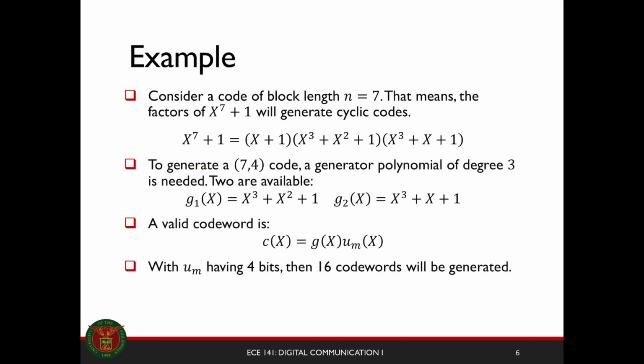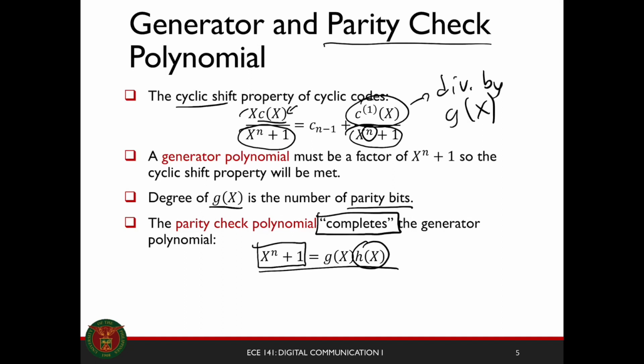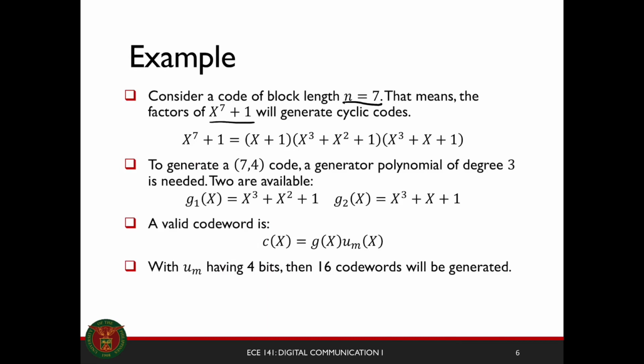For example, consider a code of block length n equal to 7. That means the factors of x to the 7 plus 1 will generate your cyclic codes. That's from this property, that the generator polynomial g of x must be a factor of x to the n plus 1. So let's get the factors of x to the 7 plus 1. It's equal to this, this, and this. You can't use this because the degree of that is less than 3.